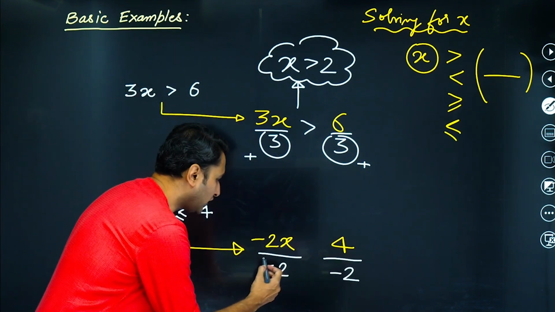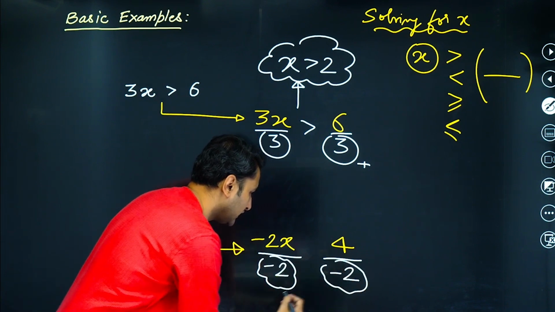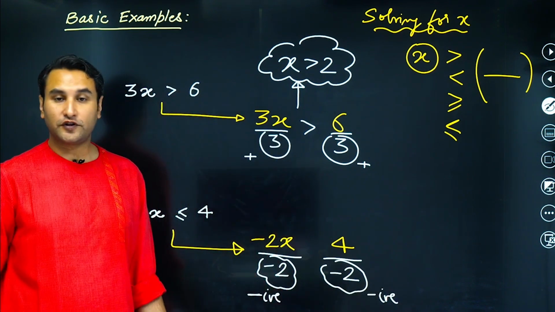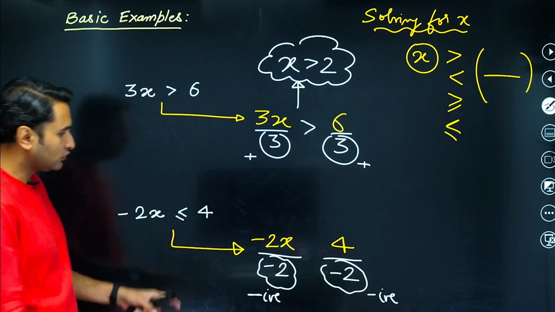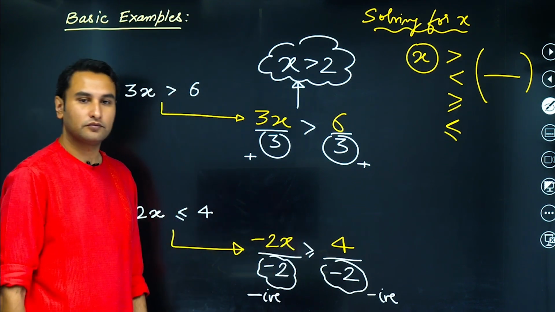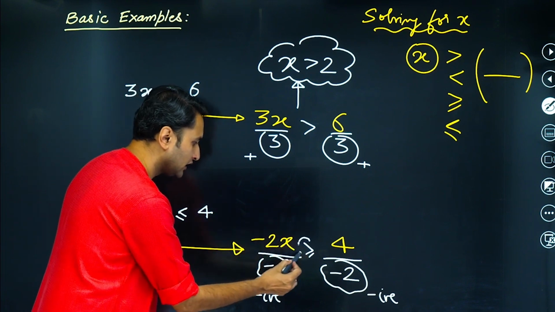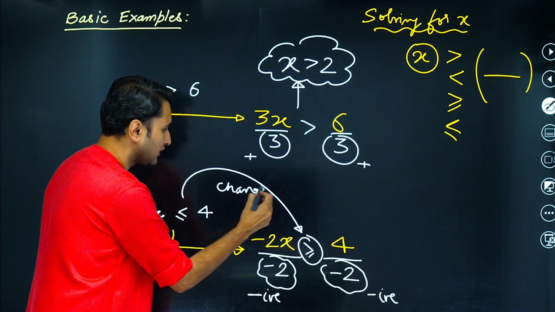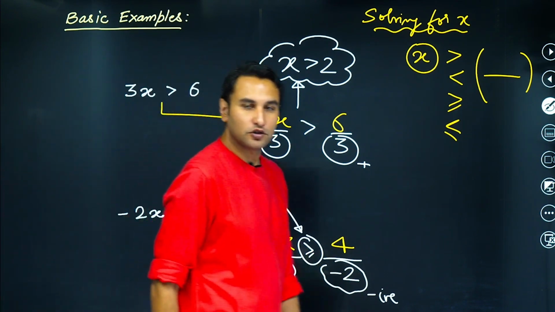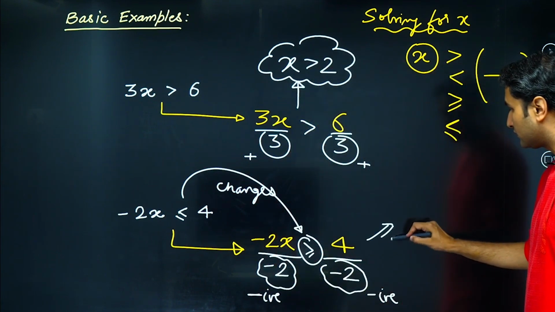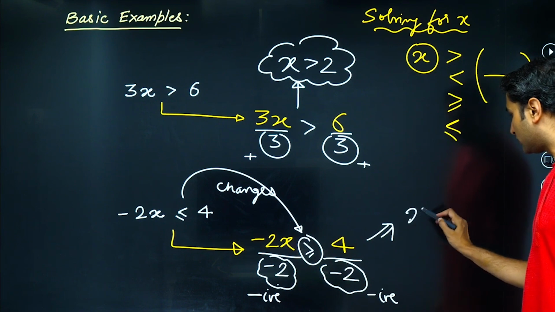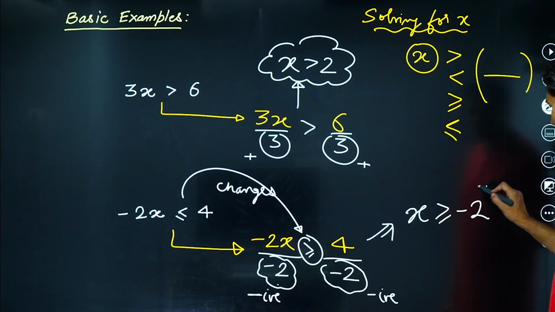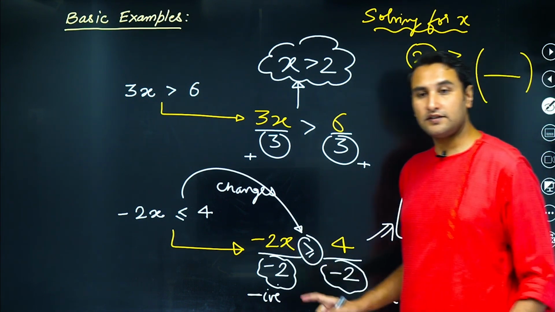But the thing is, what you are dividing with is negative. So the inequality definitely should change. What was less than or equal to should now become greater than or equal to. Agree? This is a very important step, bacho. So this inequality changes after dividing both sides by a negative number. So what remains is this. So what do you get? Minus 2 cancels out. x greater than or equal to 4 divided by minus 2, which is minus 2. This is your solution. So this is very, very important.